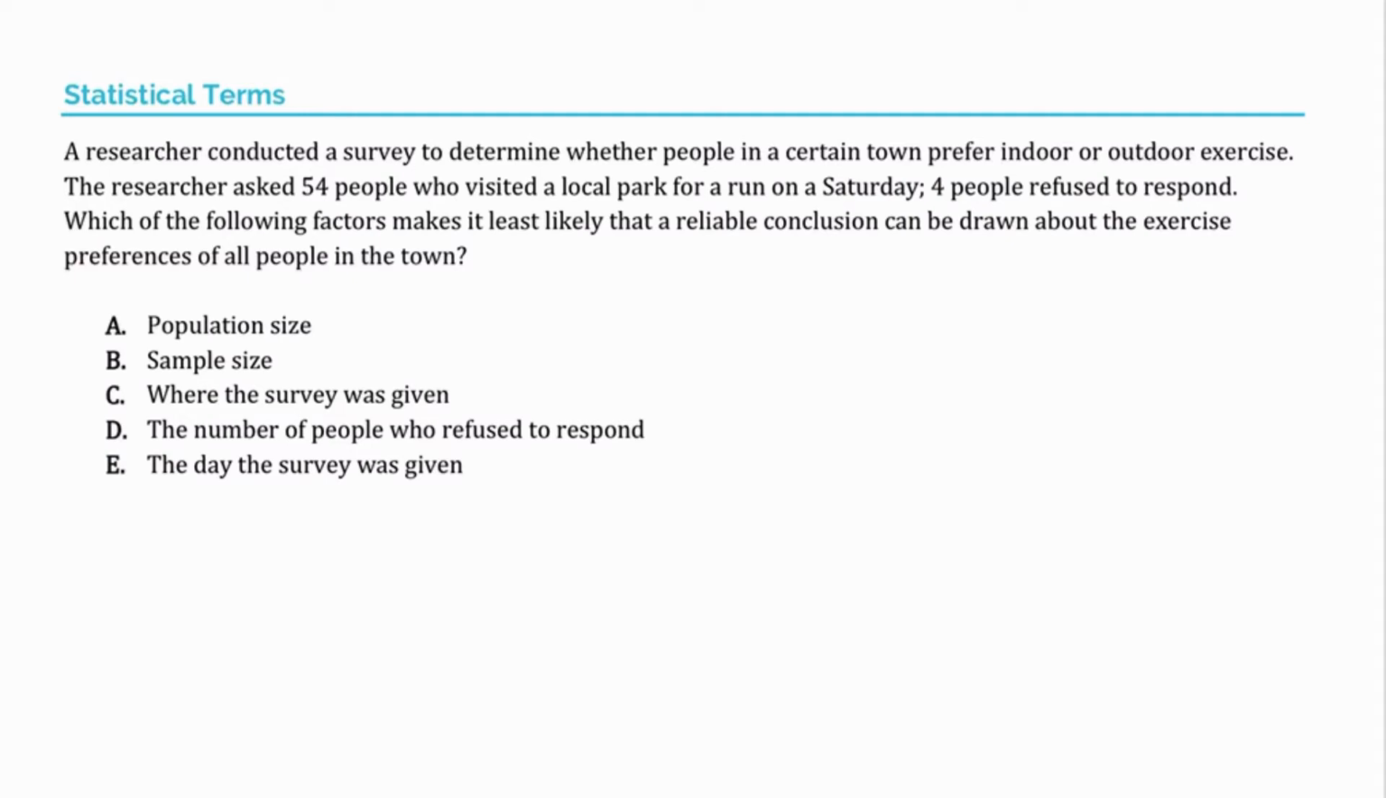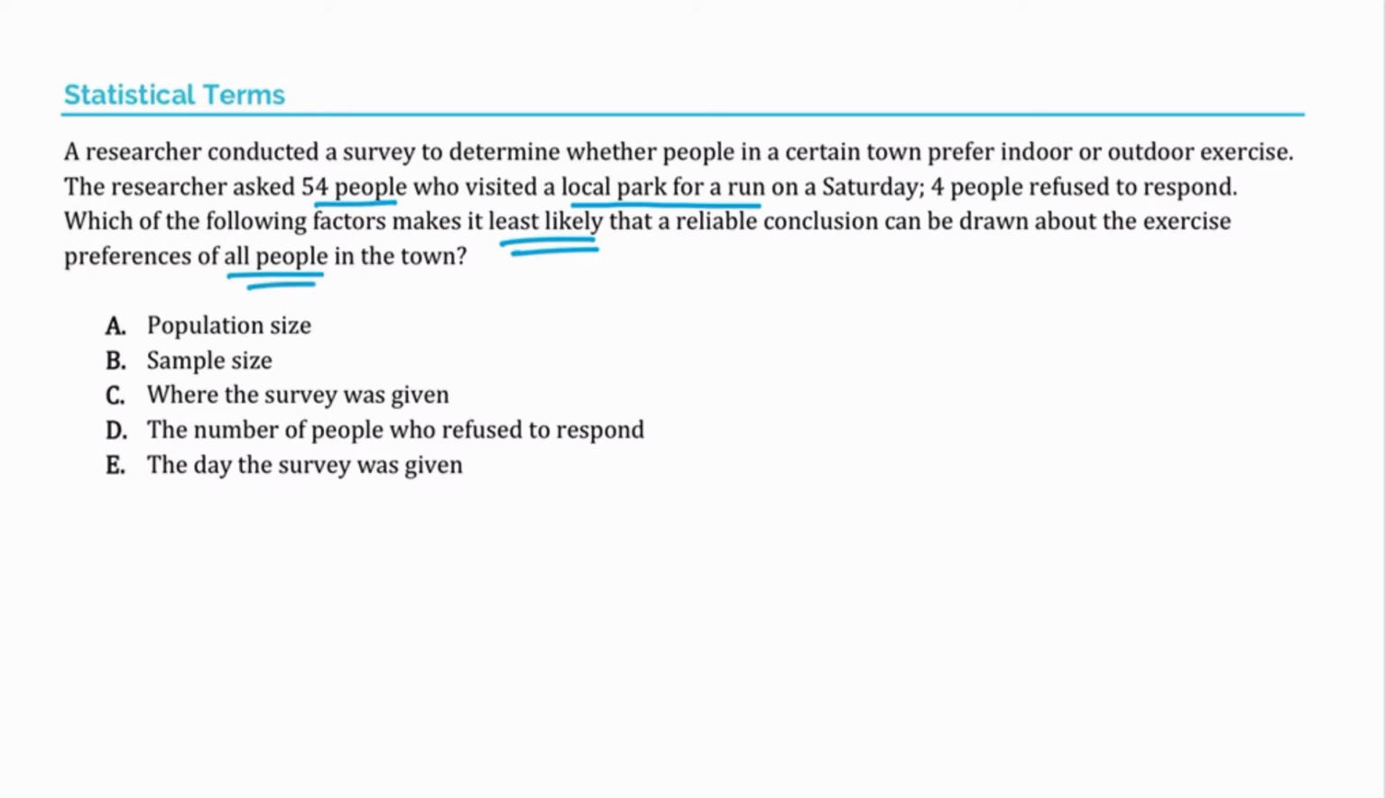Okay, we've got 3 more. A researcher conducted a survey to determine whether people in a certain town prefer indoor or outdoor exercise. The researcher asked 54 people who visited a local park for a run on a Saturday. 4 people refused to respond. Okay, that's normal, right? If you're doing a survey on the street, some people might agree to participate, others might not. Which of the following factors makes it least likely that a reliable conclusion can be drawn about the exercise preferences of all people in the town?